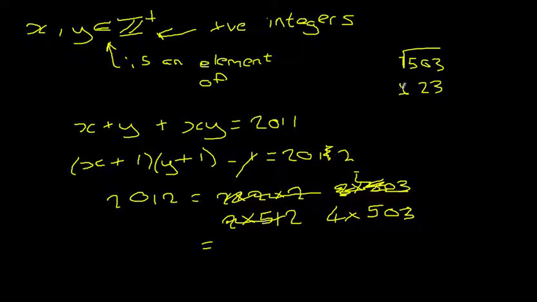Okay, this is poor notation. So we will check up to 23 because we know that will cover all the possibilities. So check up to 23.